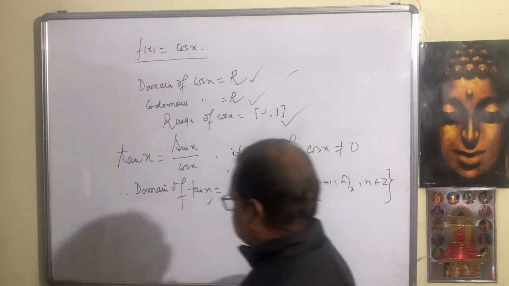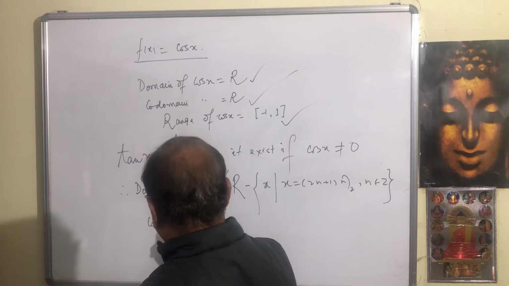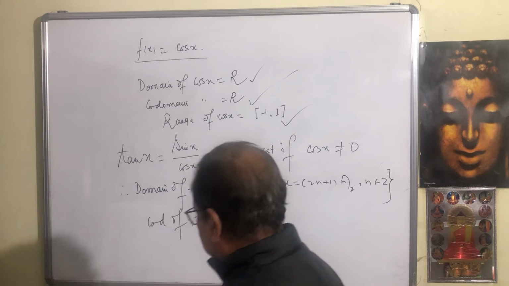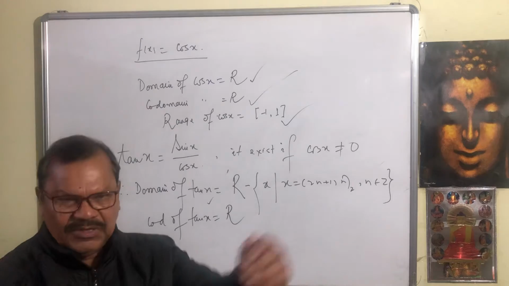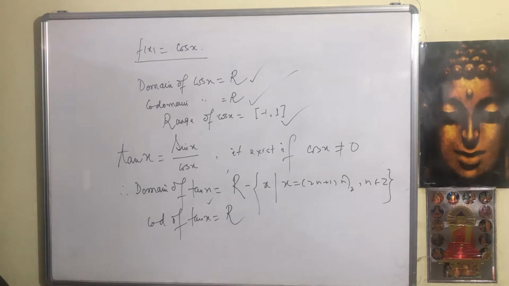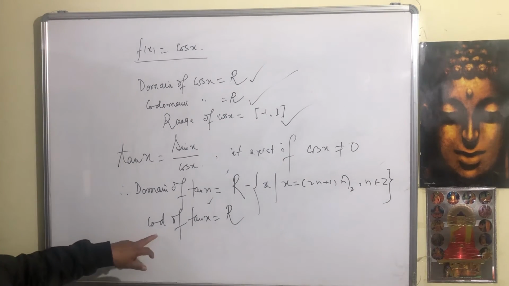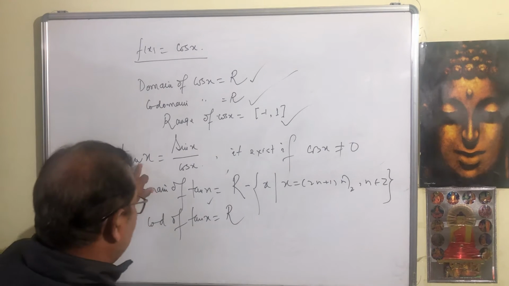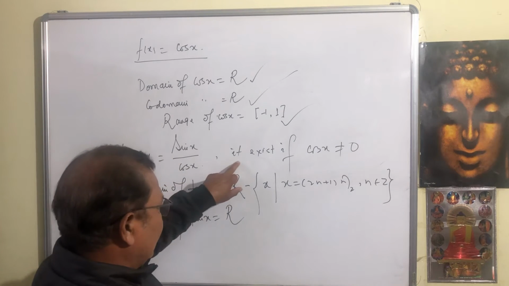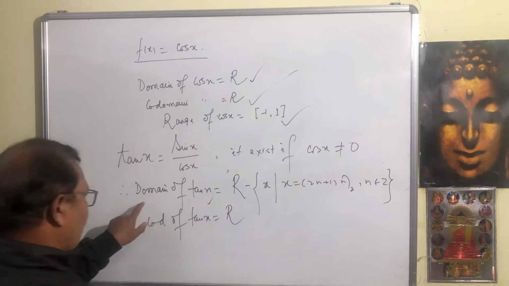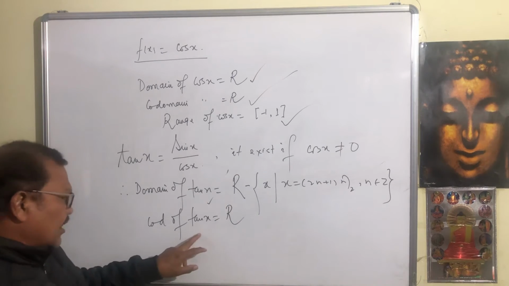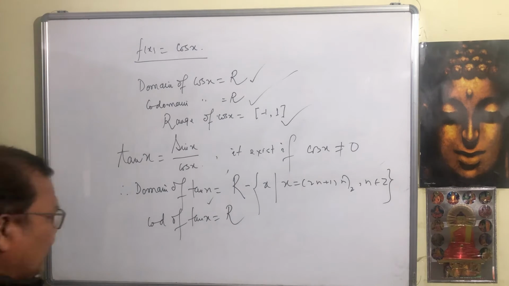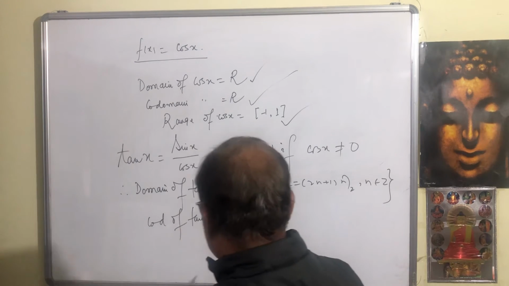Now codomain of tan x, here we are not giving any restrictions, because it is the set of all real numbers. But what is the value here? Tan x is sin x divided by cos x. It exists if cos x is not equal to 0. That is the condition for the domain of tan x. And what is the range here? Range is a subset of the codomain.